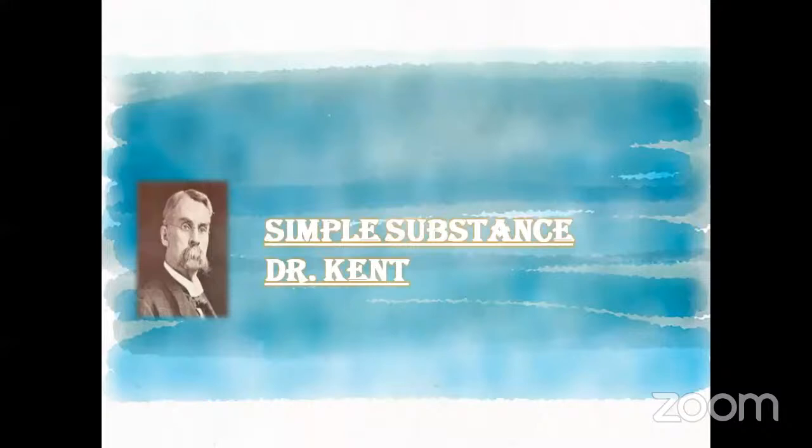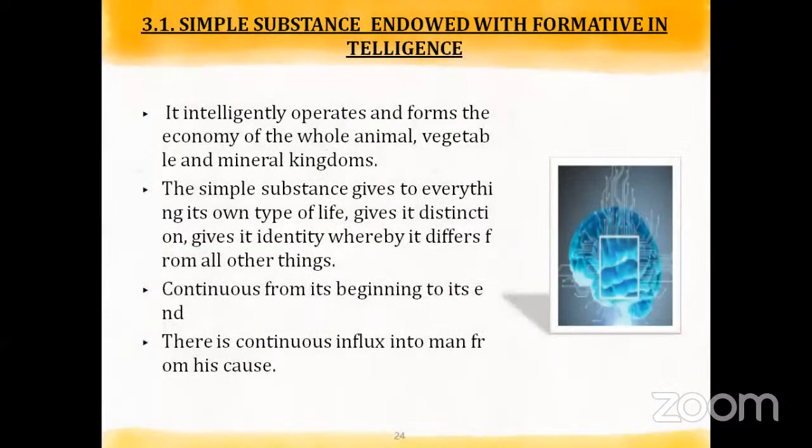Next, we pass on to Kent's simple substance. Why I am relating this is that we know that vital force has various names by different authors, and as per Kent, it is simple substance. So he gives that the simple substance has many types of qualities. He tells about each quality: that simple substance is endowed with formative intelligence, so it intelligently operates and forms the economy of the whole animal, vegetable, and mineral kingdoms.